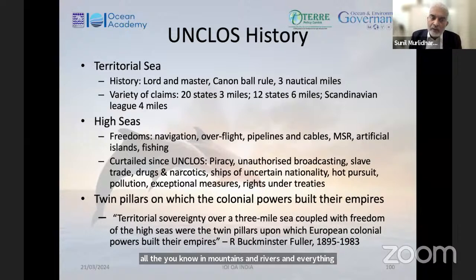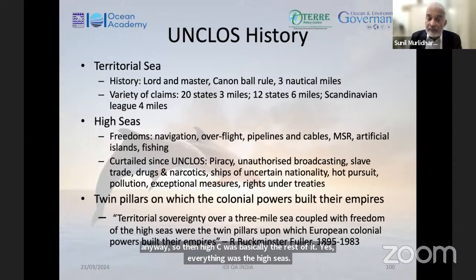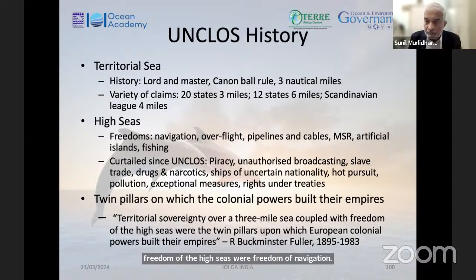So anyway, high seas was basically the rest of it. Everything else was the high seas. And then there were freedoms of the high seas. The freedoms of the high seas were freedom of navigation, so anybody could take their ships and go out into the high seas if they could. Overflight, of course, flights came much later. Laying pipelines and cables, conducting marine scientific research, artificial islands, fishing, etc. So all those were what you call freedom of the high seas.